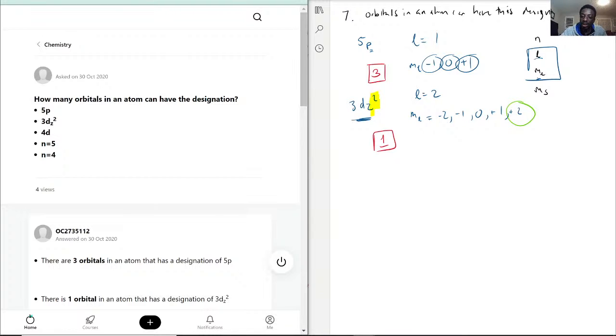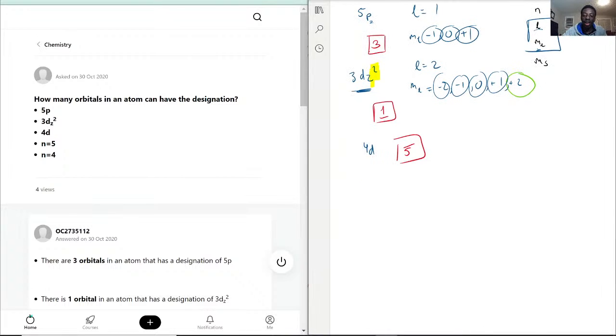Now 4D, same thing here where we apply the ML of the 5. You can see here 1, 2, 3, 4, and then the 5th one. And because it's not saying Z2 or anything like that, this one would have 5 orbitals that can have that designation.